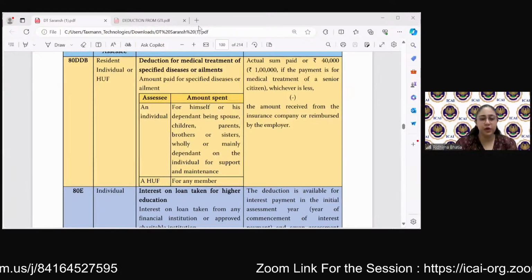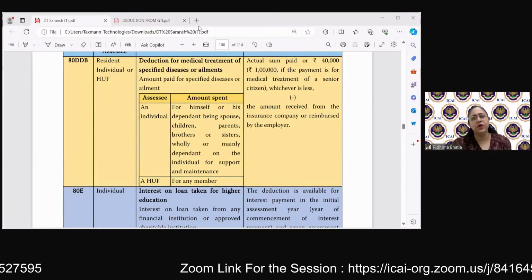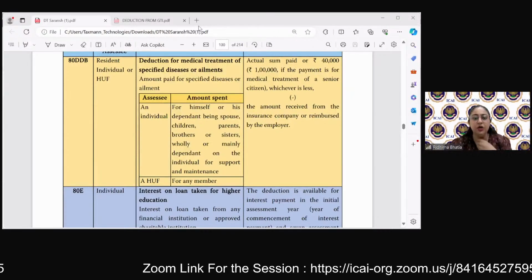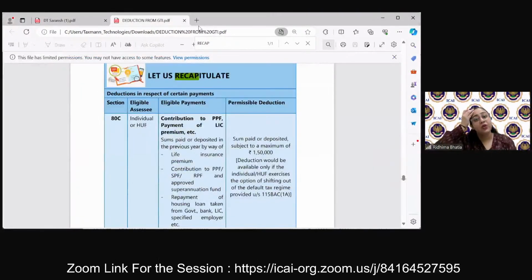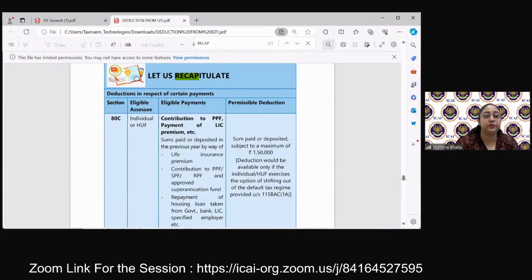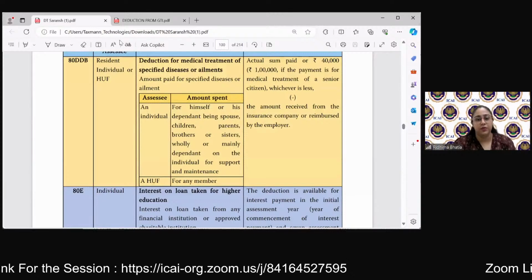From medical insurance you will never get your lump sums or anything. That will be coverage of treatment expenditure. But from life insurance, when you get some lump sum, for that you have to see section 10 clause 10D. Okay.